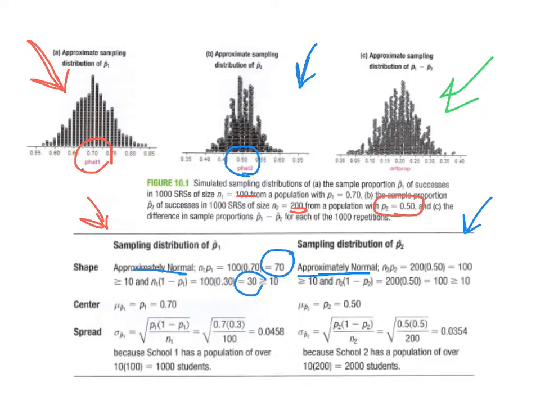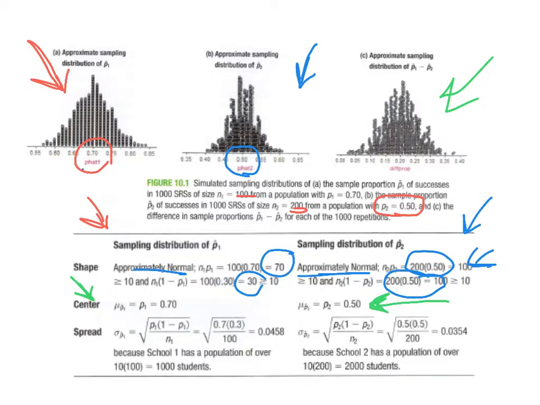For my sampling distribution of P hat 2, where I took a sample of 200 but had a parameter of 0.5, N times P gives me 100, which is greater than 10, followed by, again, 100, which is greater than 10. My center should be the mean, which is equal to the parameter.